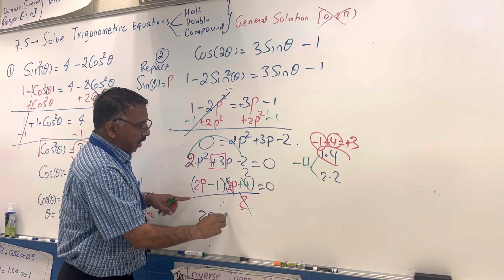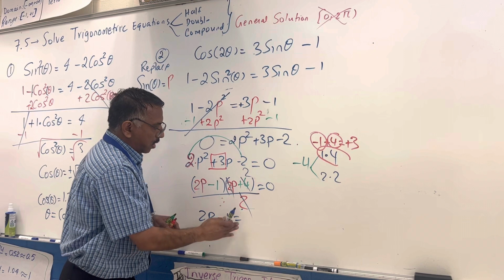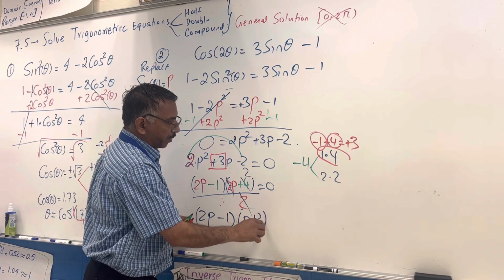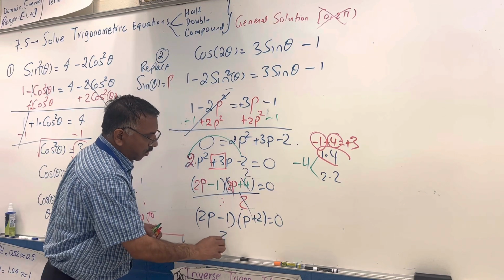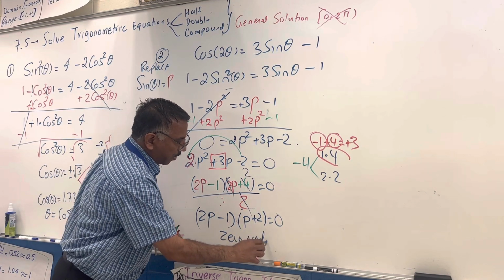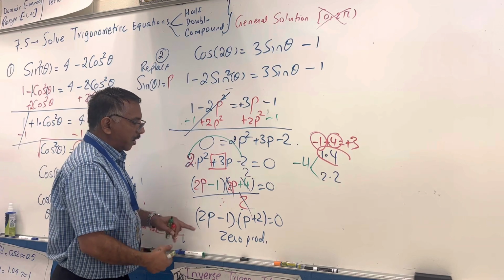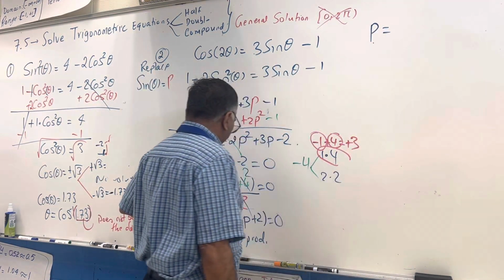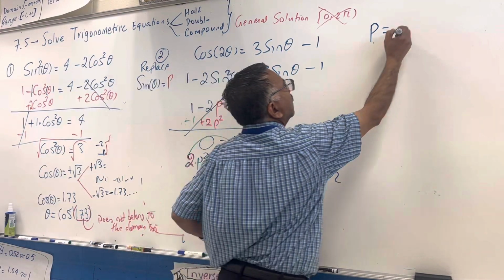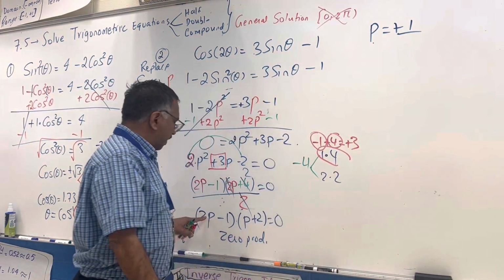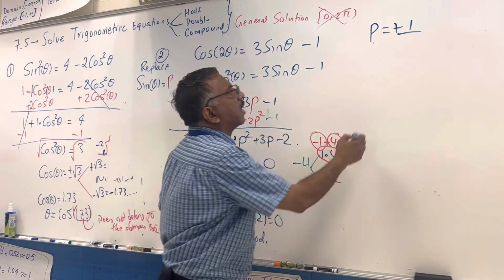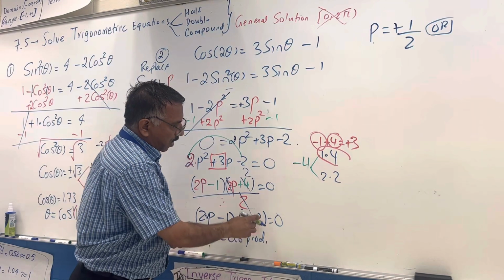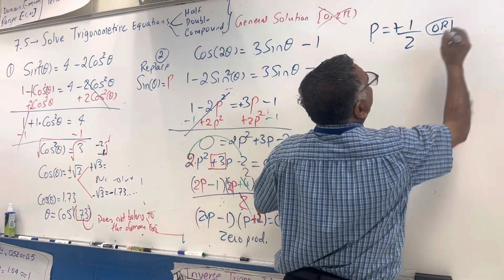So 2p minus 1 times p plus 2 equals 0. And I use the zero product property. So what is the zero product property? One of them has to be 0. We can directly write, as a shortcut trick, p is the opposite of minus 1, which is plus 1, divided by 2, or the other one, the opposite of plus 2 is minus 2.